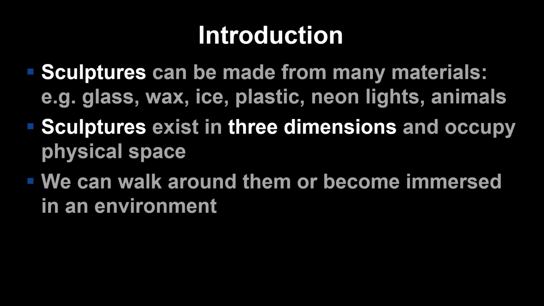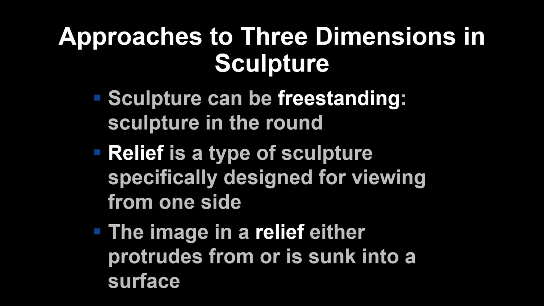But sculptures can be made from anything, any material: glass, wax, ice, plastic, neon lights, animals. Sculptures are three-dimensional. They occupy physical space. We can walk around them or become immersed in an environment. Approaches to three dimensions in sculpture.